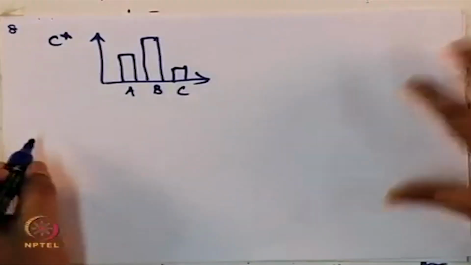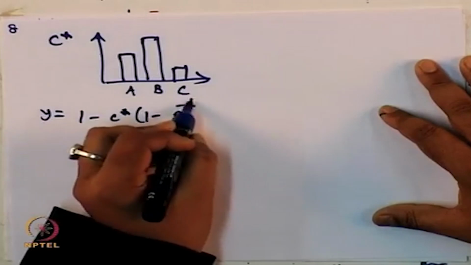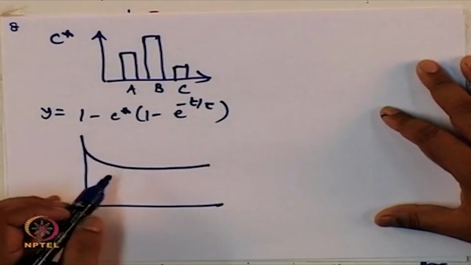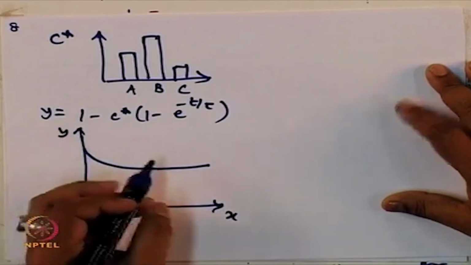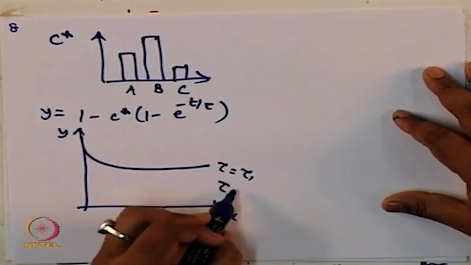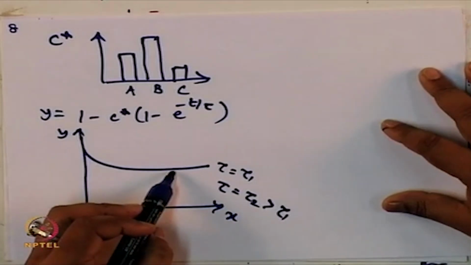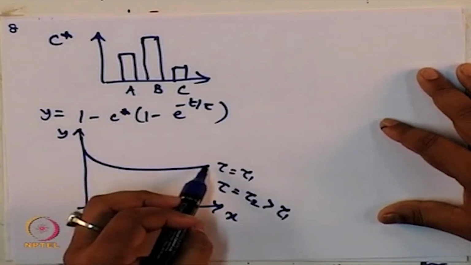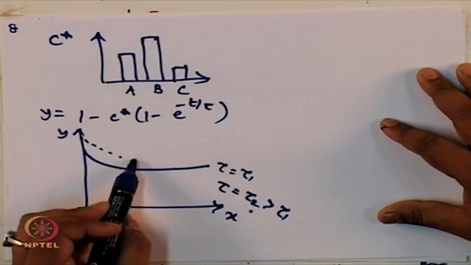Okay. So, I have this particular equation, y is equal to 1 minus C star into 1 minus e to the power minus t by tau. Okay. So, let us say this is for a particular value of tau. This is my x, this is my y, this is for one particular value tau equal to tau 1. If tau 2 is greater than tau 1, then I know that this process should get delayed. So, for the same value of c, if I have another condition where tau is only changing, c is not changing, the curve should look something like this.